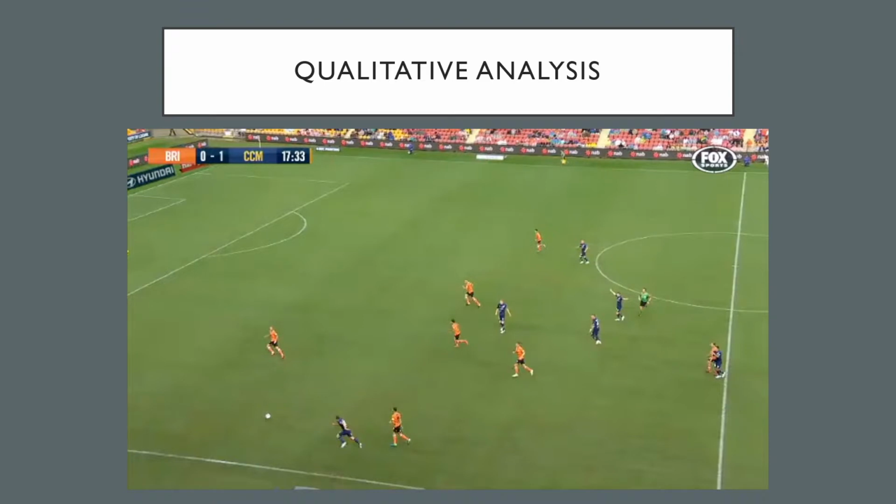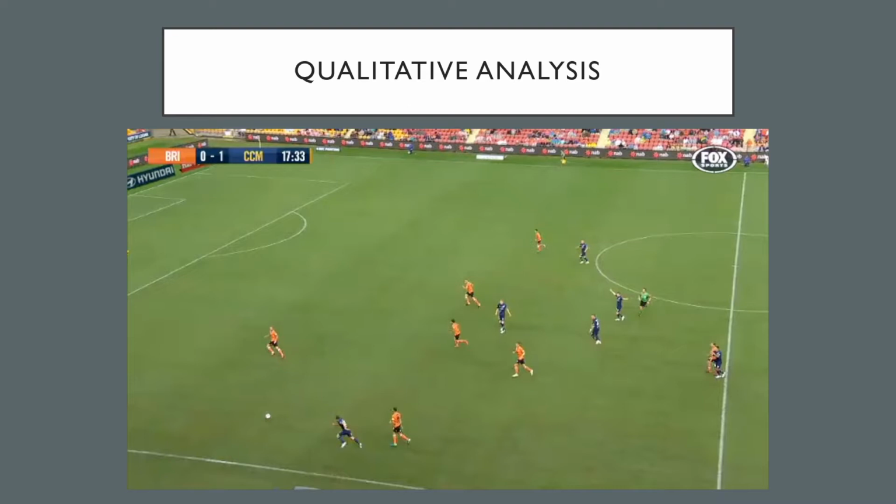So in terms of entries into the box, as mentioned, the Mariners had 8 through the left zone, with 4 coming from crosses, and none resulting in a shot. So it begs the question of whether the quality of the crosses were good, and there were no players in the right position to take a shot, or if the crosses were quite poor.